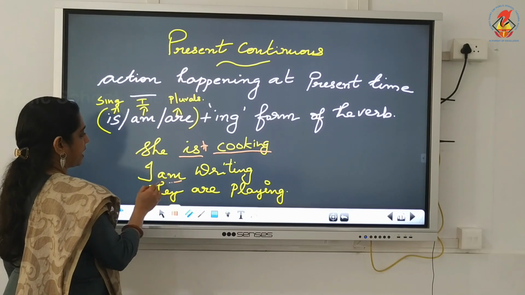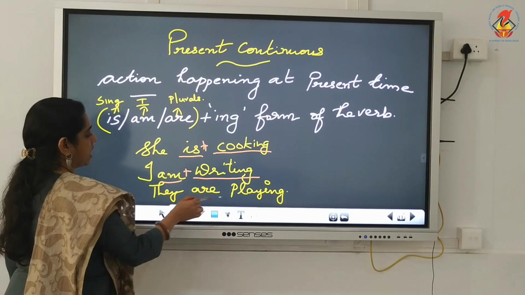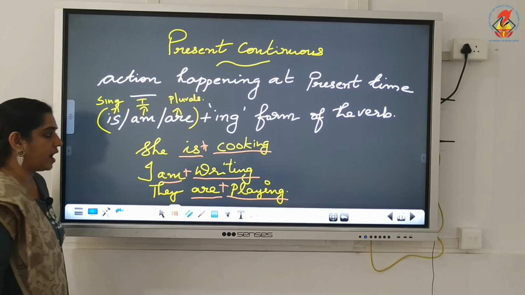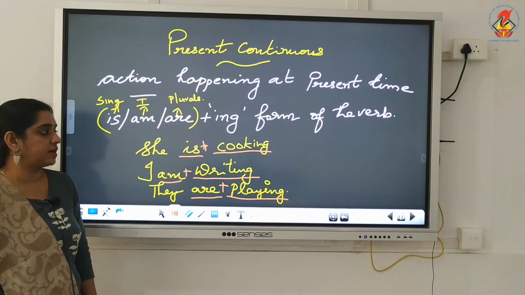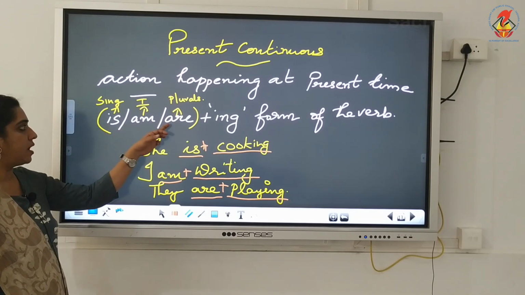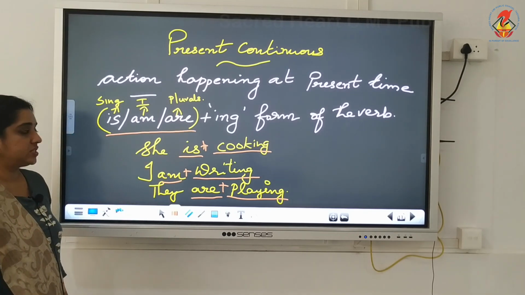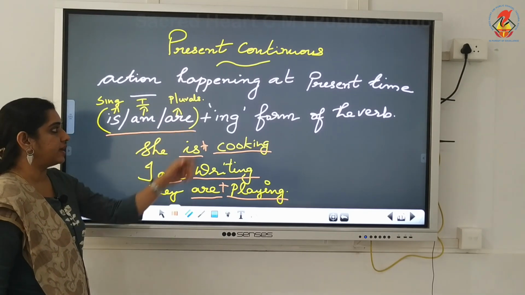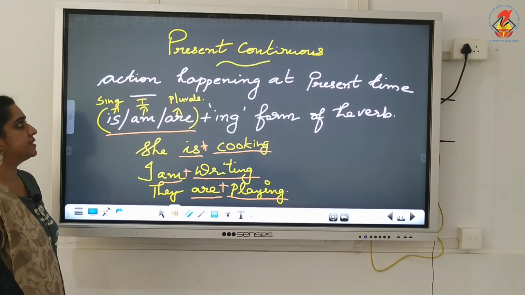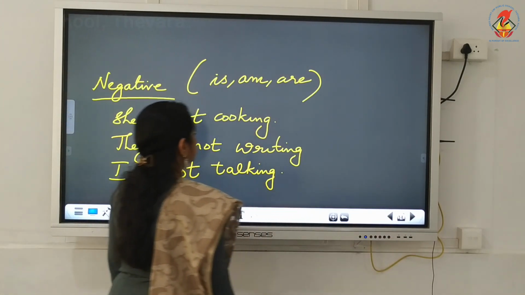Then am plus write plus ing, I am writing. They are plus play plus ing form, playing. They are playing, I am writing, she is cooking. This is how you have to write in present continuous tenses. Okay, you see is, am, are. These are the basic root form of the verbs used in present continuous tense: is, am, are plus the ing form of the verb. This is the root form of present continuous tense. Now, let us go to the next one.